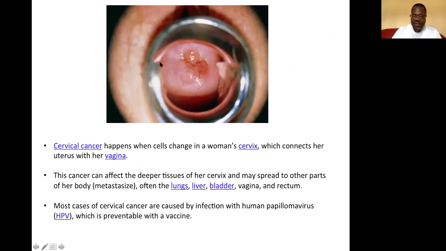Then one of the most common cancers found in women is what we call cervical cancer, that you can see here. It's a cancer of the cervix. When you place a speculum through the vaginal canal, you expose the exocervix, and you can see lesions on the cervix that we call cancer of the cervix. It's associated with a virus called human papillomavirus, or HPV.